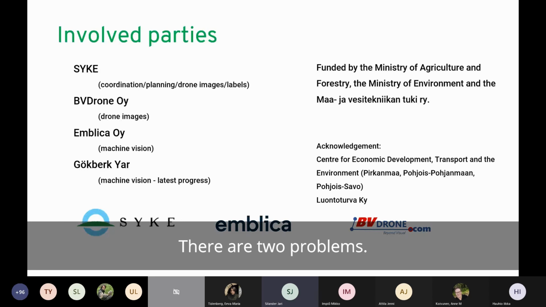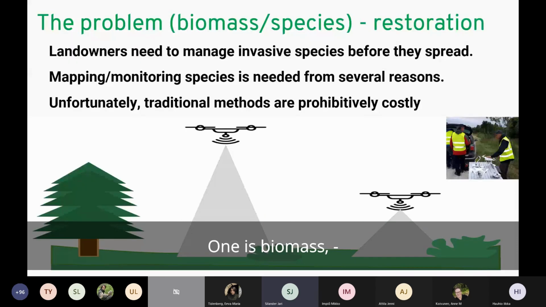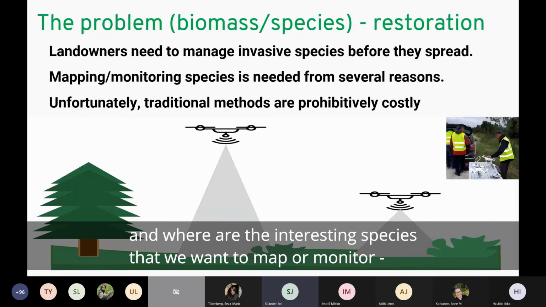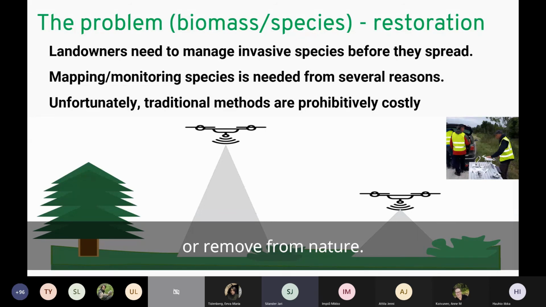There are two problems actually we are thinking about. One of these is biomass, so it's interesting where the energy is in these lakes and where the interesting species are that we want to map or monitor or remove from nature.